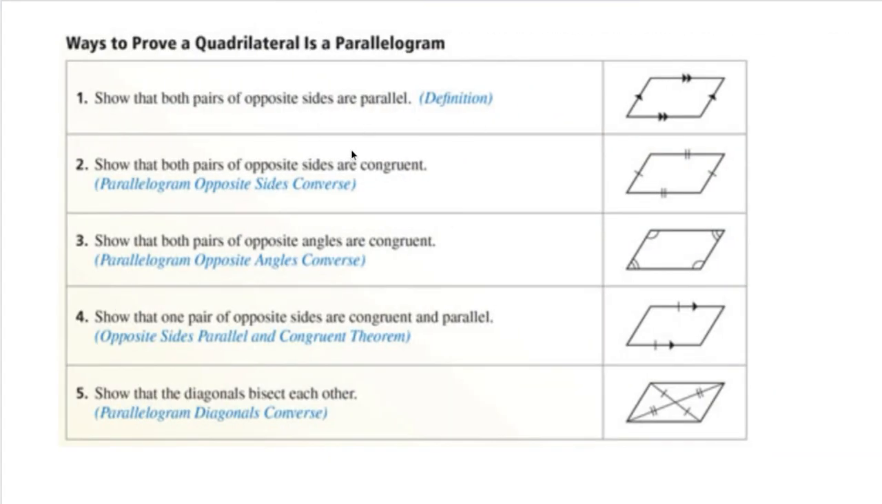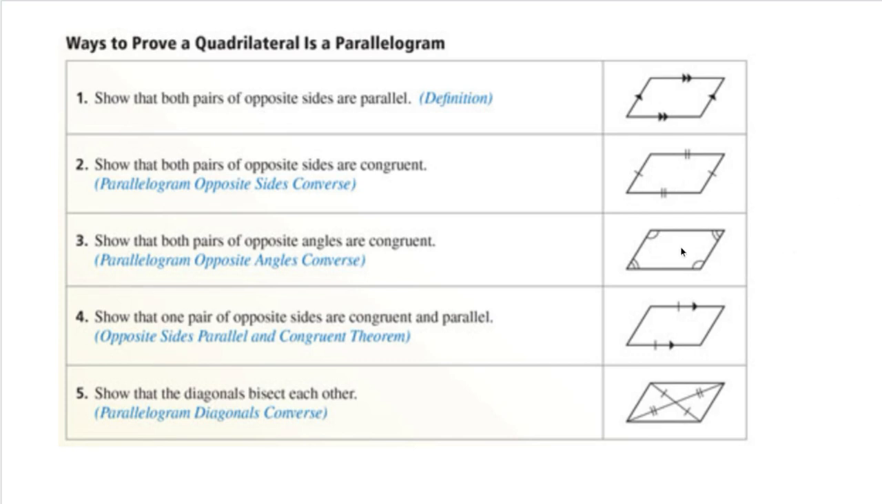Some words that we can use for proofs when talking about quadrilaterals: we could talk about parallel. Then we could say these are parallel and then the opposite are parallel, so this is a parallelogram. We could talk about congruent sides. If these two are congruent and the opposite are congruent, then we know it's a parallelogram.